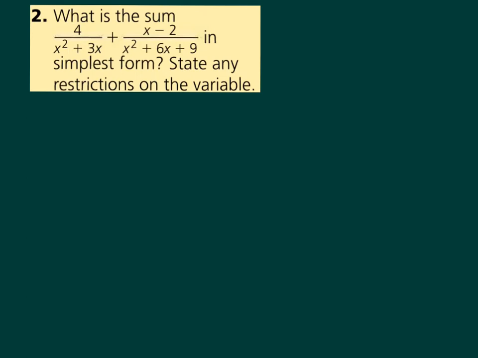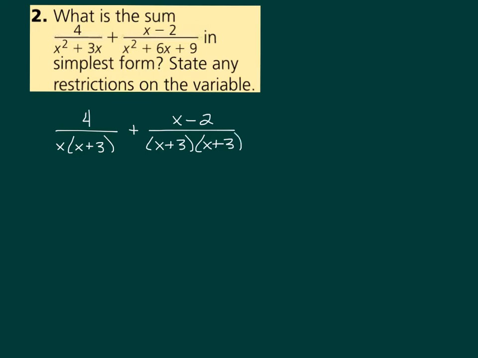What is the sum here? We're adding two rational expressions. First thing you want to do, factor the denominators, because the denominators are what we're going to look at and find the least common multiple. So it's 4 over x times x plus 3, plus x minus 2 over x plus 3 times x plus 3.